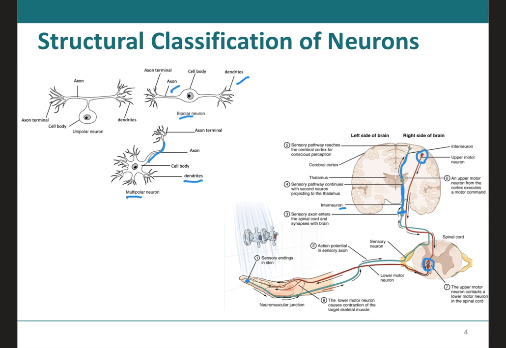And these are going to be found in the retina of the eye, in the inner ear, and in the olfactory area of the brain, meaning that these bipolar neurons are going to be part of the special sensory organs.